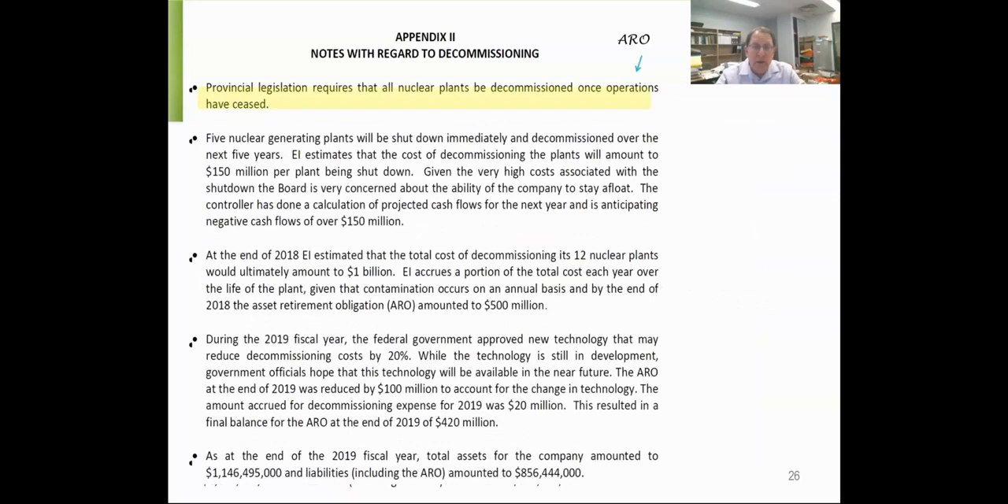We had it in the required, but I want to show you in the appendix. They tell me that legislation says nuclear plants be decommissioned once operations have ceased. That is telling you we are closing down the operation. That is an asset retirement obligation when you are ceasing something totally.